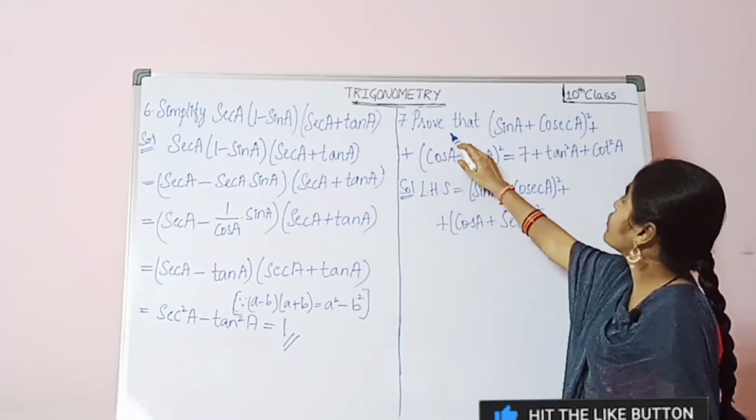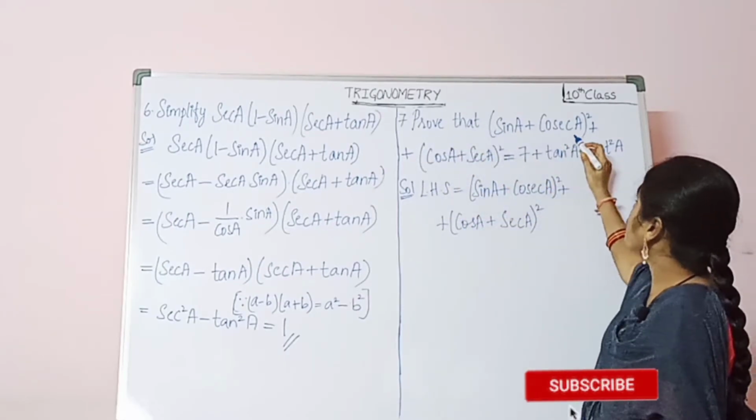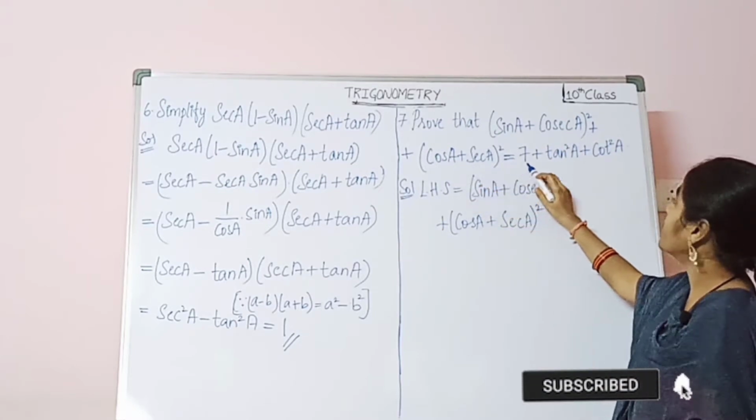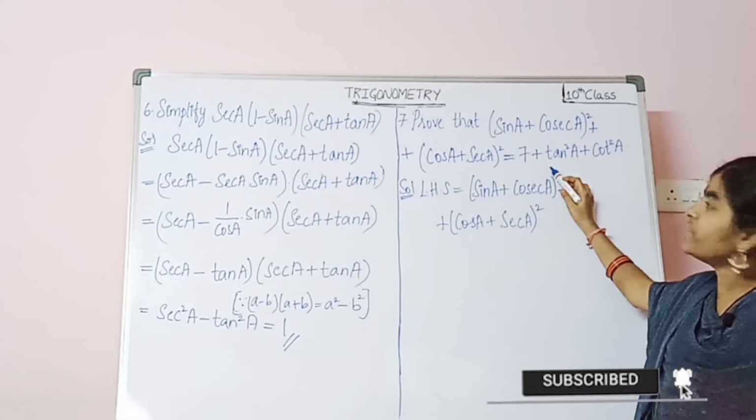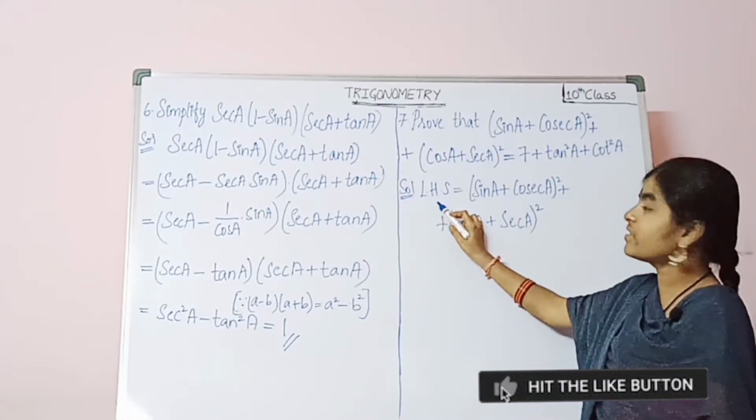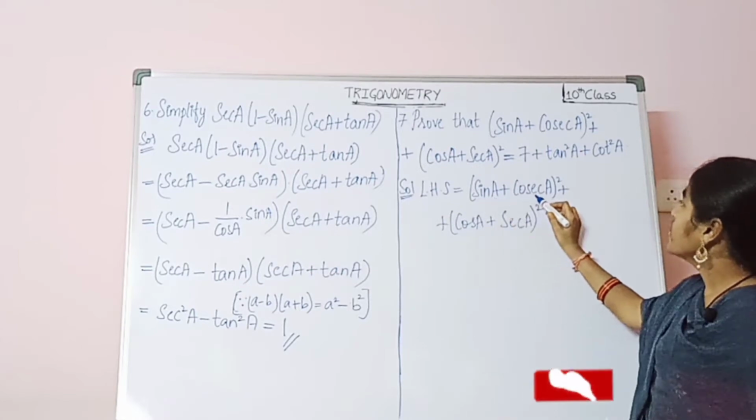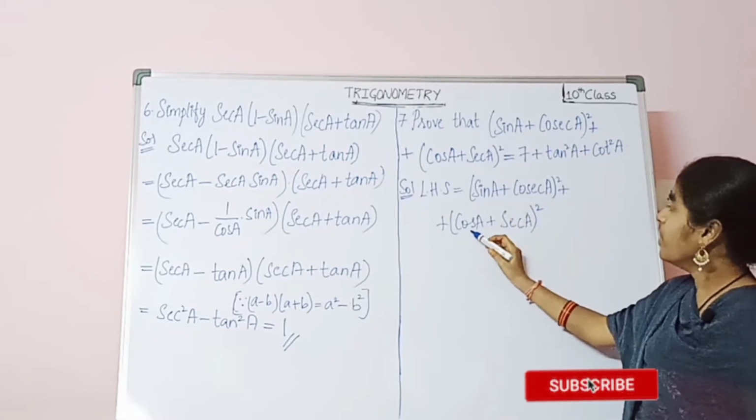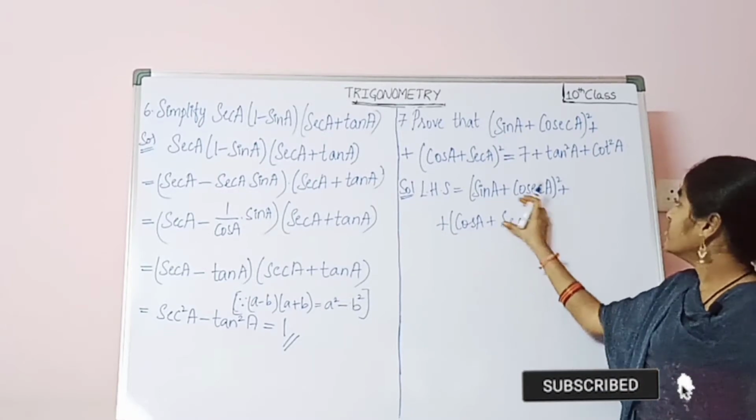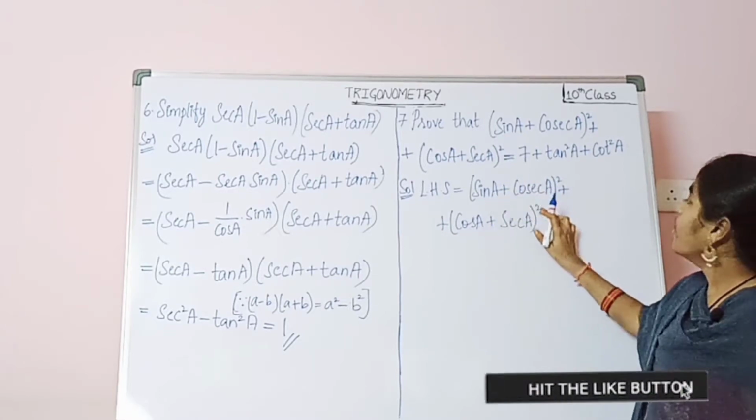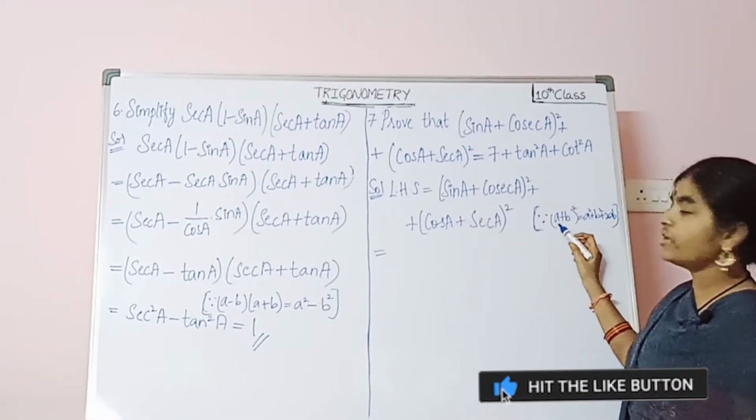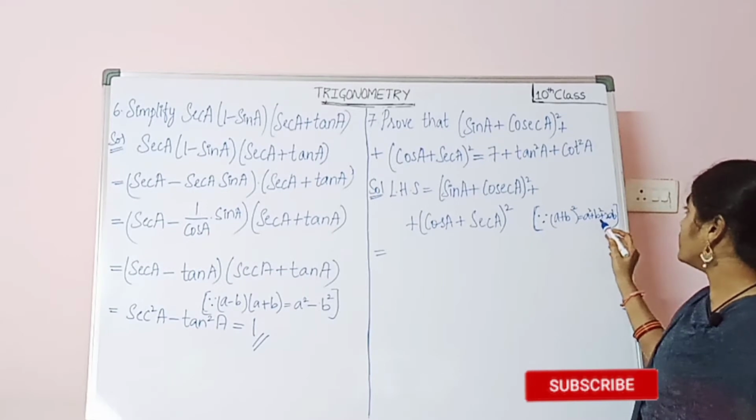What is given here? Prove that (sin A plus cosecant A) whole square plus (cos A plus secant A) whole square equals 7 plus tan square A plus cot square A. So, LHS equals (sin A plus cosecant A) whole square plus (cos A plus secant A) whole square. These are in the form of (A plus B) whole square. So, what is the formula for (A plus B) whole square? A square plus B square plus 2AB.